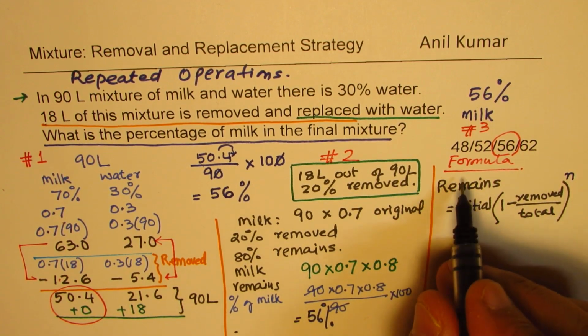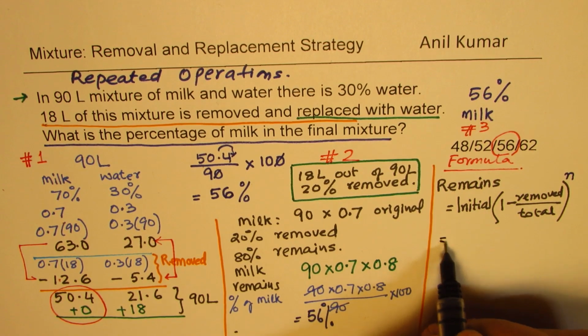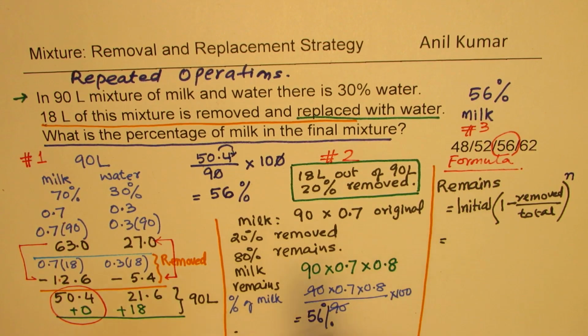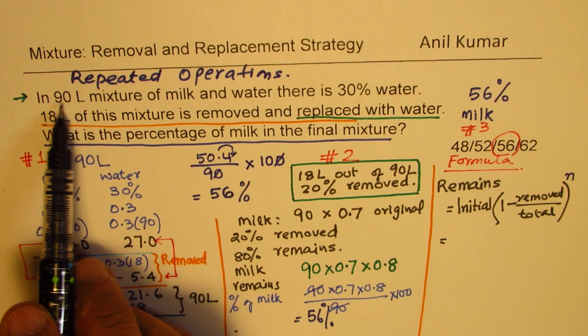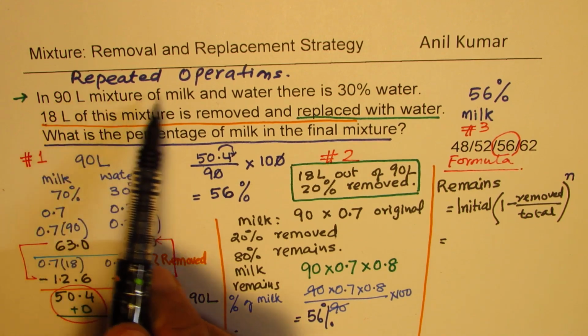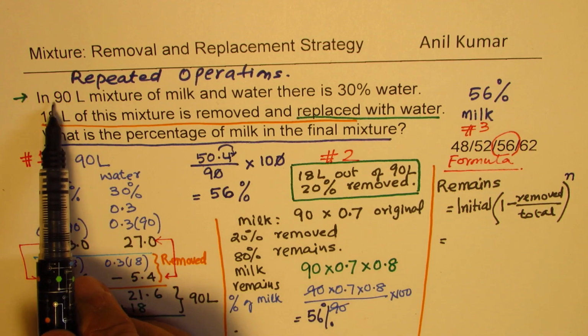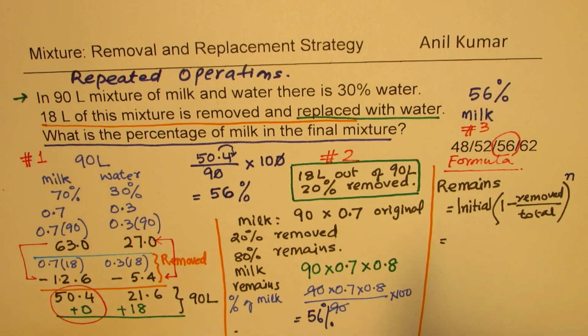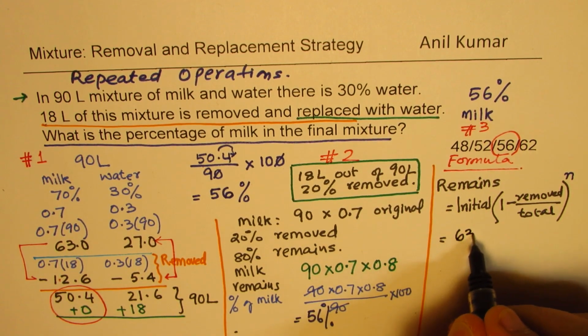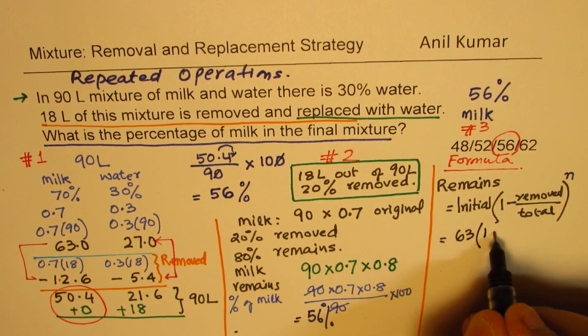So let's apply this formula to find what remains. Now the initial amount is actually 63, right? 90 liters is the total. So you have to understand, 90 liters is the total. 70% of 90 liters is the initial amount, which is 63, correct? So we have 63 here, 1 minus.